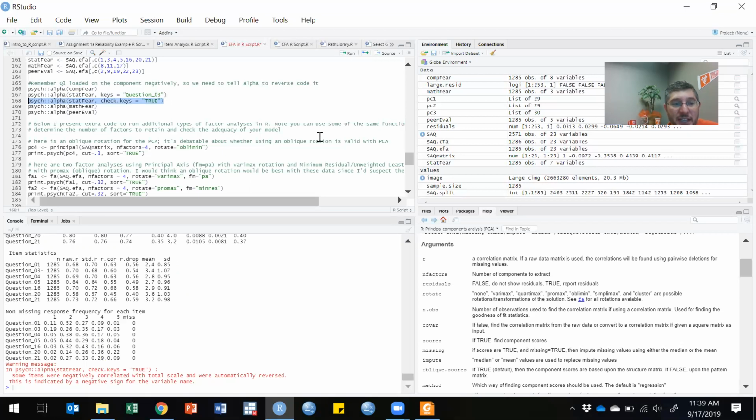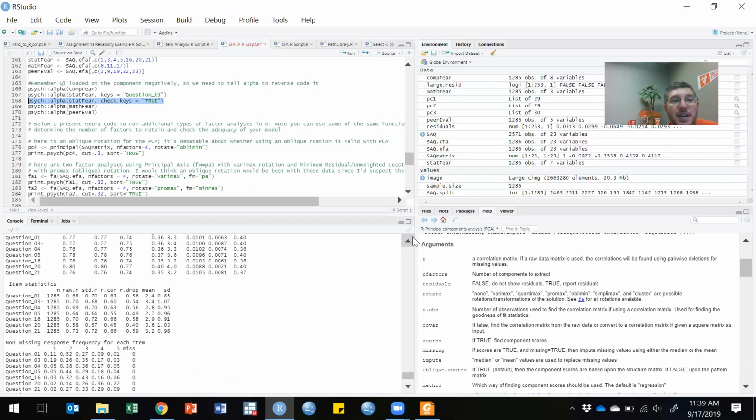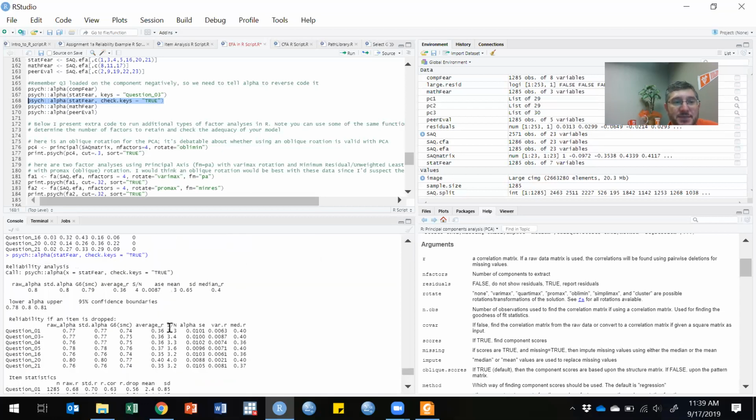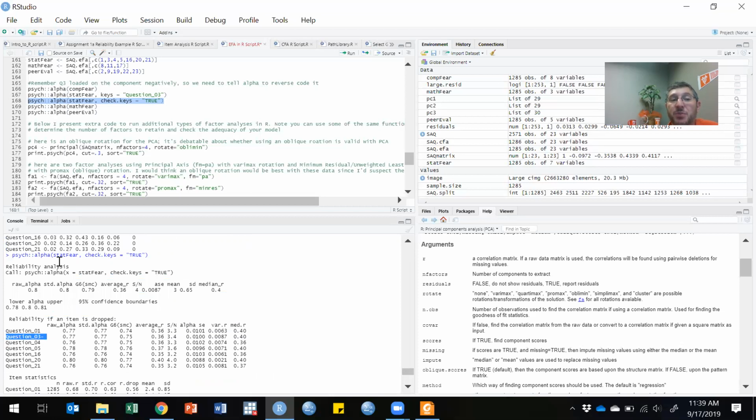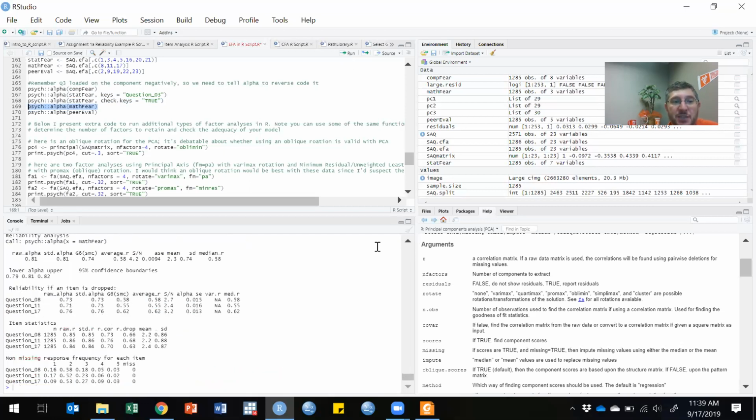If we did it without the check keys, it just gave us a warning message. If you use the check keys, it does it properly, but you just want to check to make sure it does. We can run the reliability analysis for the fear of math scale. It has a good reliability. Dropping any item doesn't change it. Really good item-total correlations there.